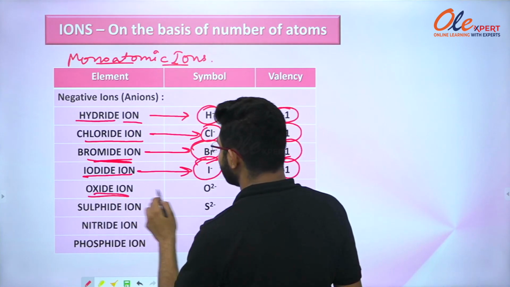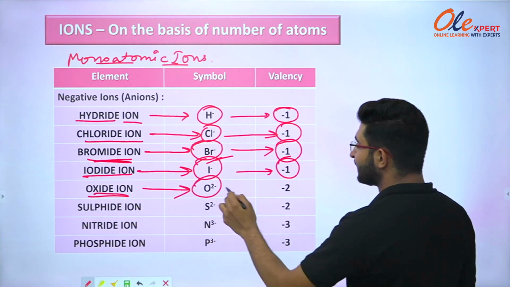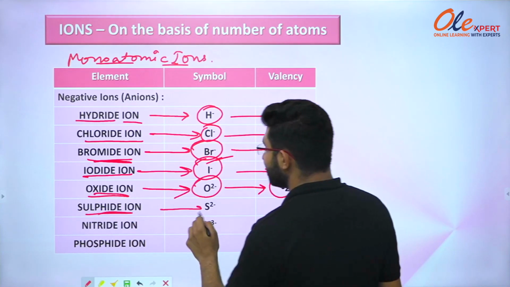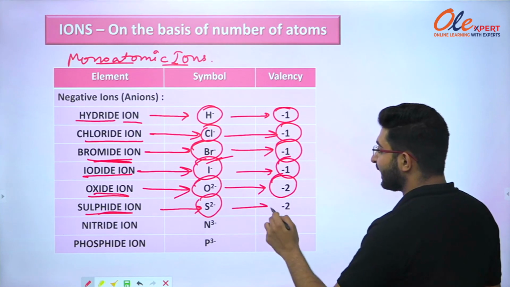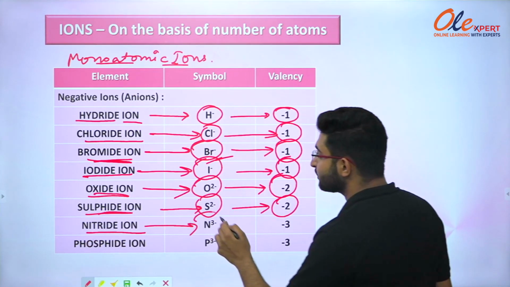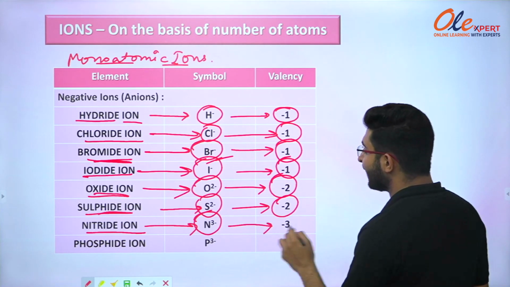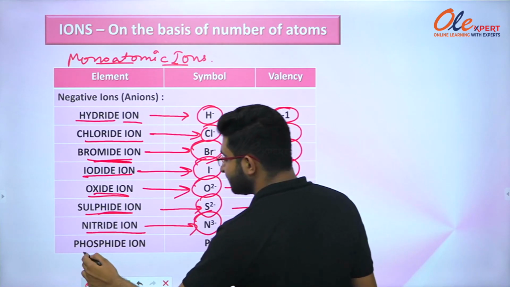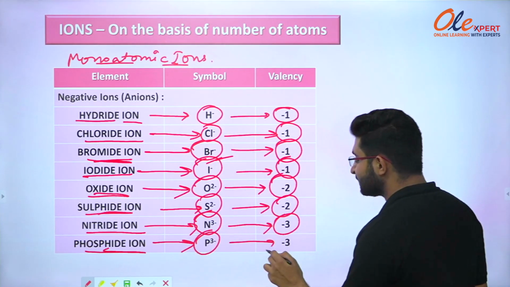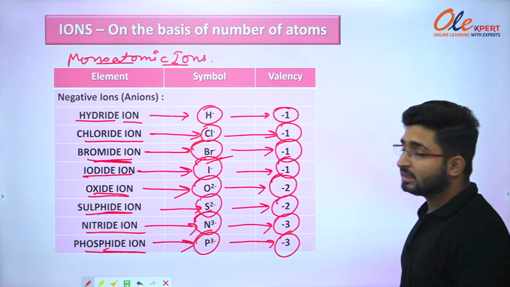Next one is oxide ion, its symbol is O2 negative and its valency is -2. Next one is sulfide ion, its symbol is S2 negative and its valency is -2. Nitride ion, its symbol is N3 negative and the valency is -3. And the last one, phosphide ion, that is P3 negative and its valency is -3.